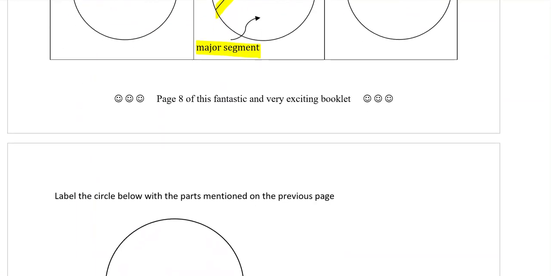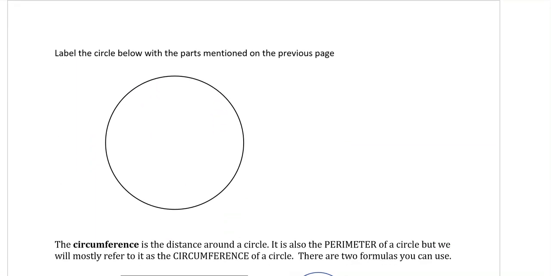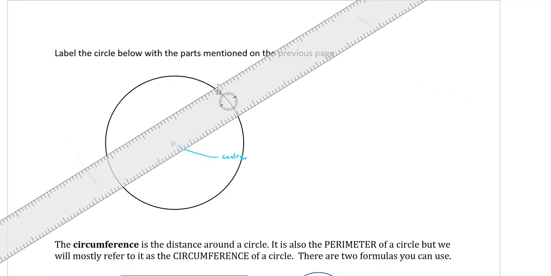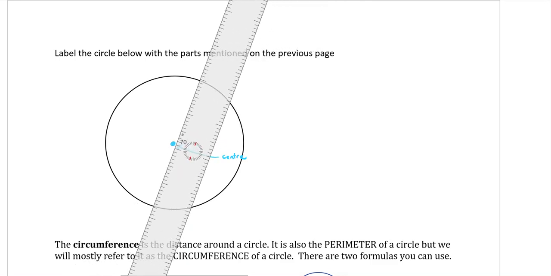Okay? All right. Let's practice trying to draw some of those things on our circle here. So it's label a circle with the parts mentioned on the previous page. So let's start with something easy, the center. Yep, let's draw a dot in the middle. And that is going to be the center of my circle. Okay, what else would I need to know? What's another word that we just learnt about? Getting my ruler ready. A diameter.